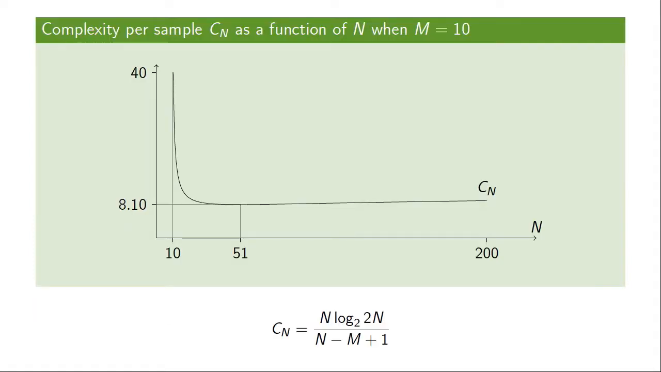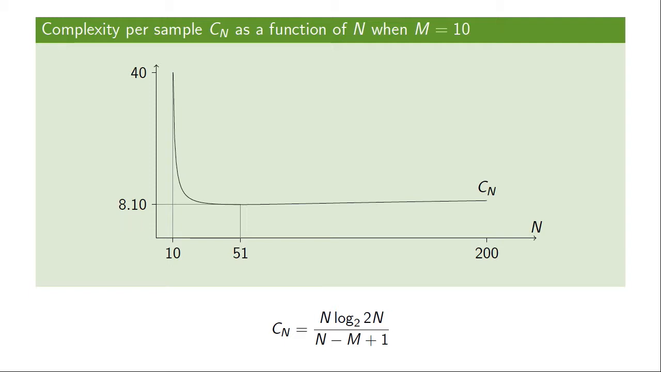In order to finalize the complexity analysis of the overlap and save method, let's consider this coefficient c of n as a function of n for a particular value of the filter length m, in this case m equal to 10. If you plot this expression n times log 2 of 2n over n minus m plus 1 as a function of n, the curve would look as follows. We can see that this curve has a unique minimum obtained when n is equal to 51, in which case the value of c of n would be 8.1.